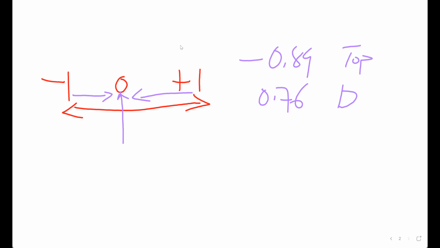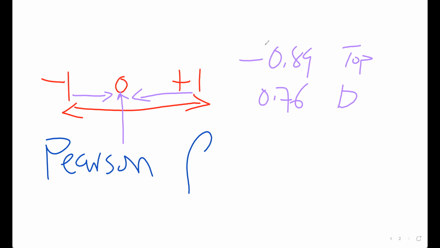So that's it. Now, what I just showed here is known as the Pearson's product moment correlation coefficient. This is a statistic, and this statistic is between -1 and +1. And that is the statistic for measuring correlation.